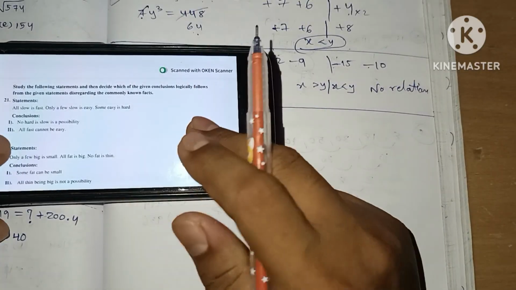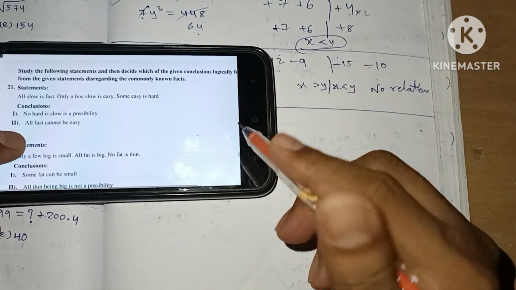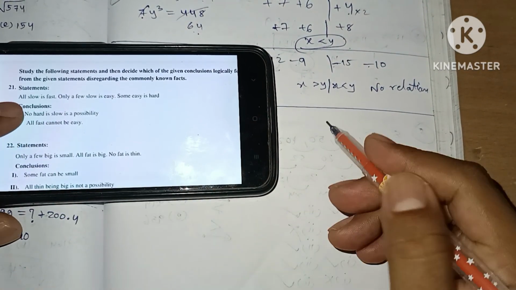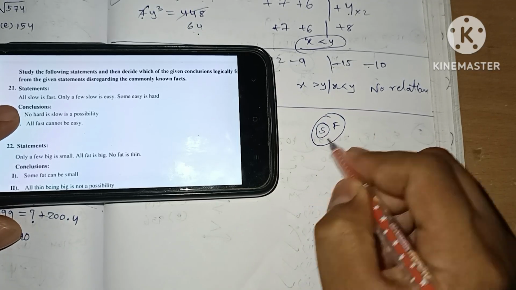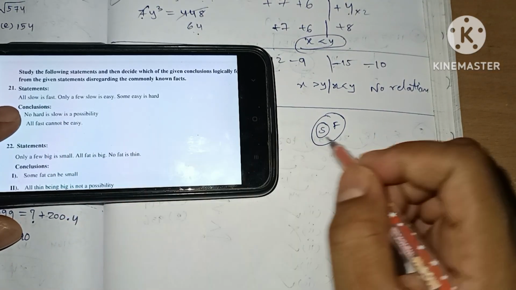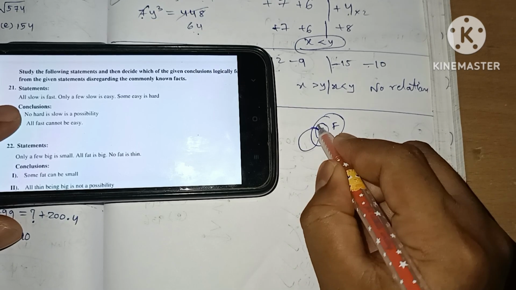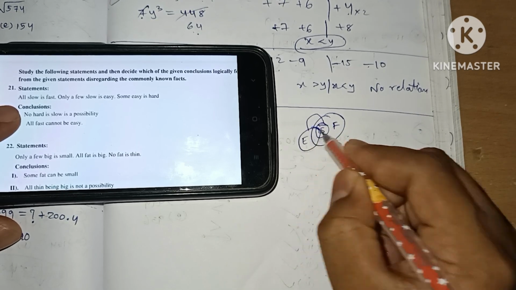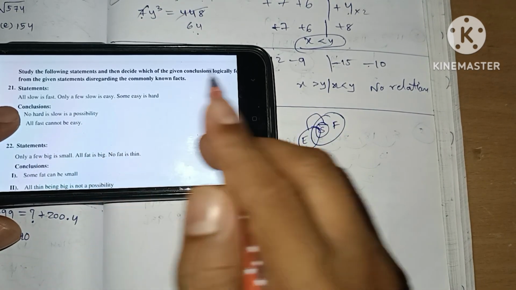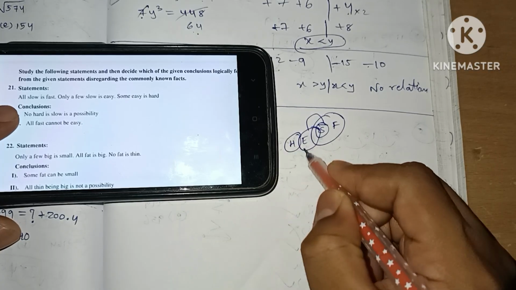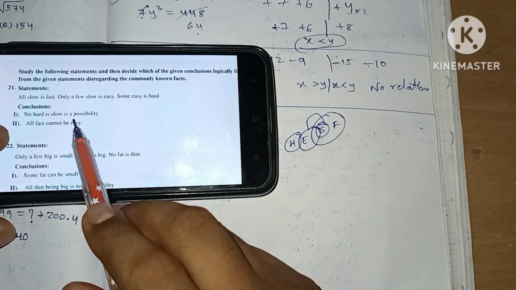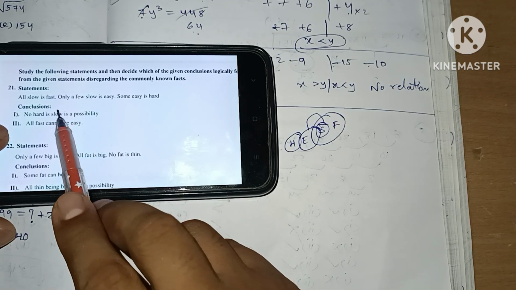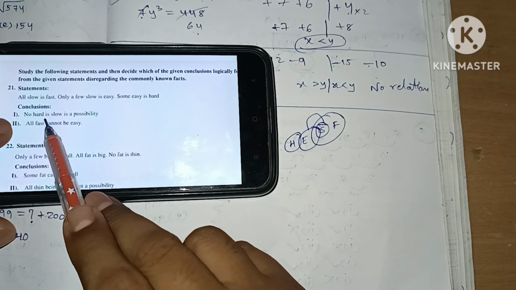Now we are going to see syllogisms. Syllogisms, first question. All slow is fast. Only a few slow is easy. Some easy is hard. Let's see the conclusions. No hard is slow is a possibility. First leave the possibility side. We have no hard is slow.